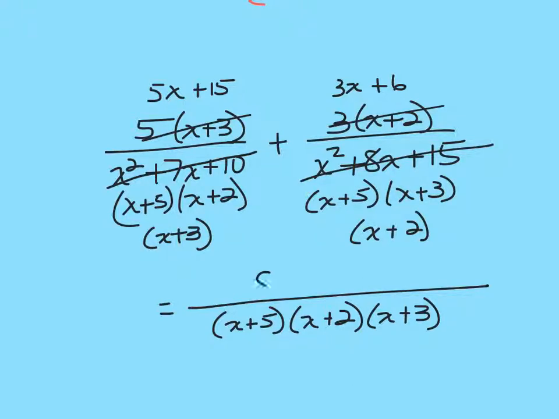5x and 3x is 8x. 15 and 6 is 21. Which might be my answer. It will be my answer unless I can get something to factor and cancel. But nothing's going to factor out of 8x plus 21. And nothing cancels. So I'm done right here.